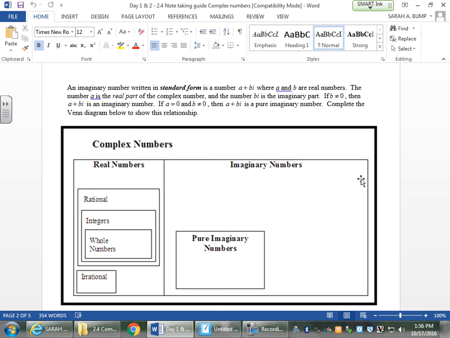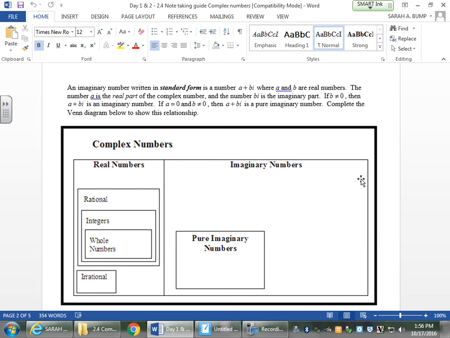And if b is not 0, then it's an imaginary number. And if a equals 0 and b is not 0, then it's a pure imaginary. So slight difference between imaginary versus pure imaginary. It's just asking you, is there an a value or not? So if there is an a value, it's still an imaginary. And if there's not an a value, it's pure imaginary. And we're going to look at the Venn diagram to show this relationship.